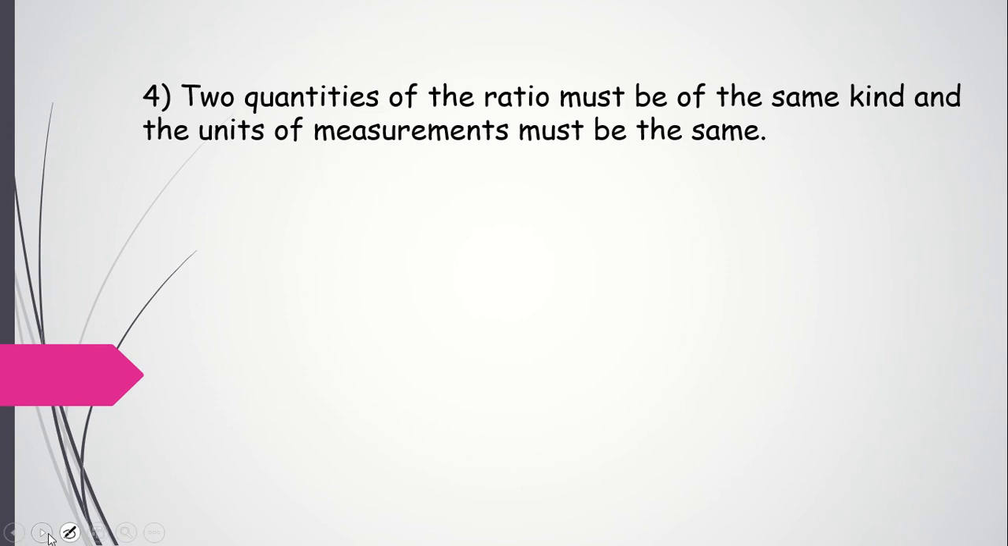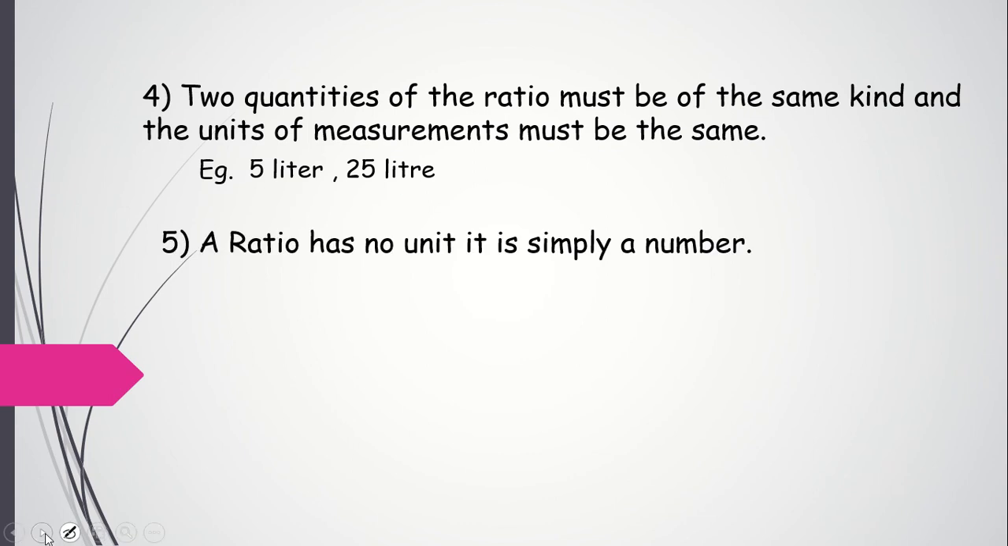Two quantities of the ratio must be of the same kind and the units of measurement must be the same. So in a ratio we cannot have two different units in numerator and denominator. Both have to have the same unit, otherwise we cannot take the ratio. One in liter, other one in milliliter, it cannot be like that. One in kg, other one in grams, we cannot have it like that. Both the units should be the same. So if both are liter, then only we can take the ratio of it.